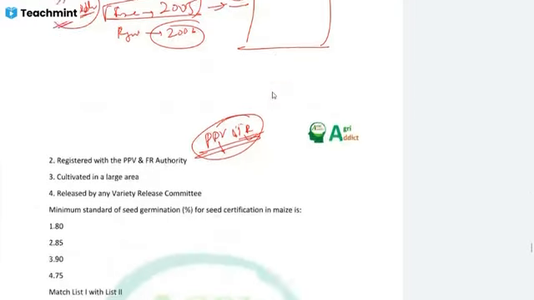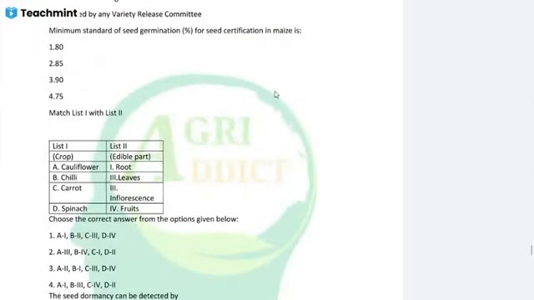So in detail it might not be important for you, but only remember about the organization, how it has formed and where the headquarters is located and what is the function of that organization. It basically deals with the protection of plant varieties. Clear? So which are the different types of varieties that are protected in India?